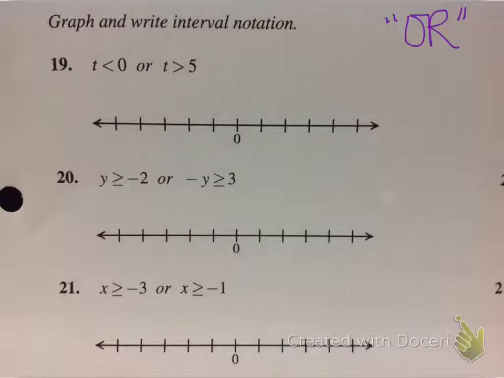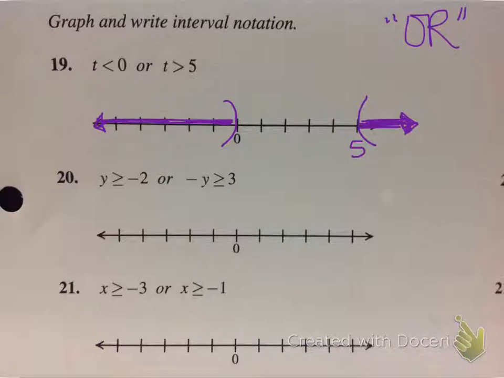So in the first one, t is less than 0, so less than 0 would indicate a parenthesis and shading to the left, or greater than 5. And here's 5 here. So I'm not shading in between this time because all the numbers that are less than 0 go this way, and all the numbers that are greater than 5 are going this way. So our graphs actually go away from each other when you're dealing with the ORs.